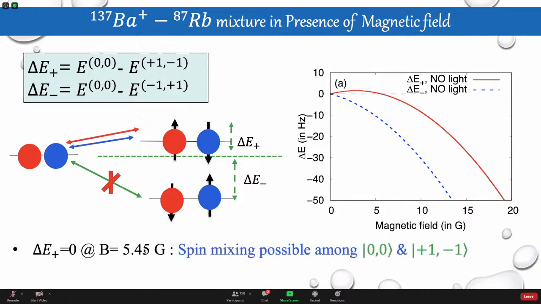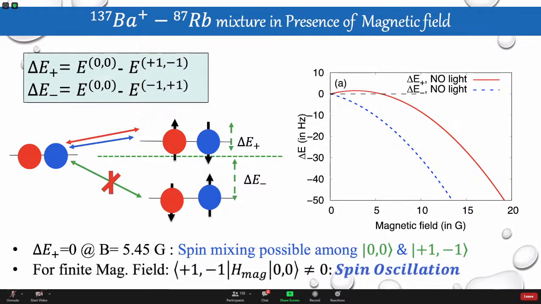And that happens at 5.45 Gauss. Similarly, we'll get a spin oscillation between these two. But for the oscillation between 0, 0 and -1, +1, since that energy is constantly going down, there's no possibility to become degenerate among these two. So we will not have any spin oscillation between 0, 0 and -1, +1.